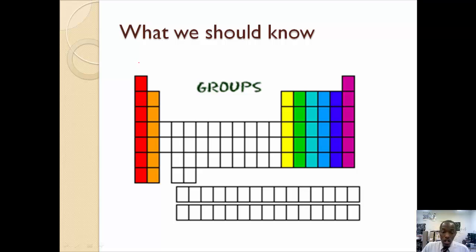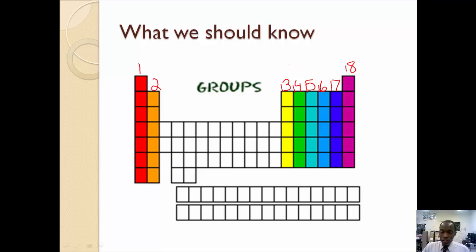For example, all the elements in group 1 have 1 valence electron. All the elements in group 2 have 2 valence electrons. All the elements in group 3 have 3 valence electrons. Group 4 have 4, group 5 have 5, group 6 have 6. Then group 7, then 13, group 14, group 15, group 16, group 17, group 18.